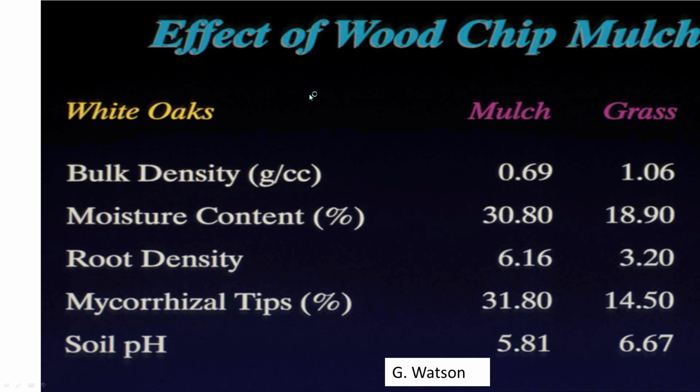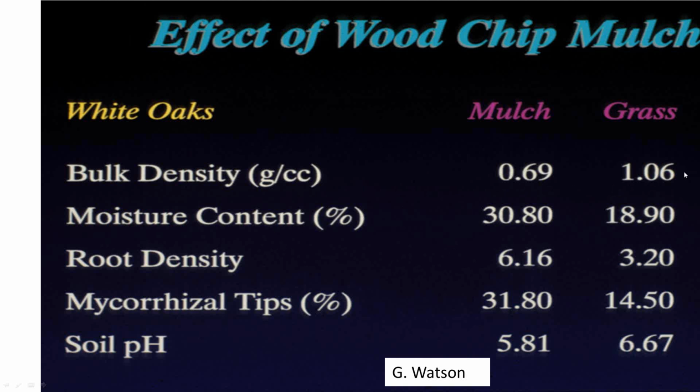If we look at this chart here, just to drive home the benefits of mulch versus grass, we can see the changes in bulk density. Bulk density is basically the amount of compaction, or the amount of pore space, in a given volume of soil. We can see with mulch, our bulk density is much less compared to grass. Not quite half, but much less.